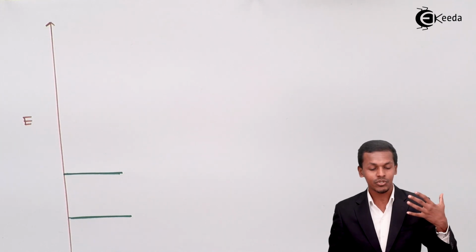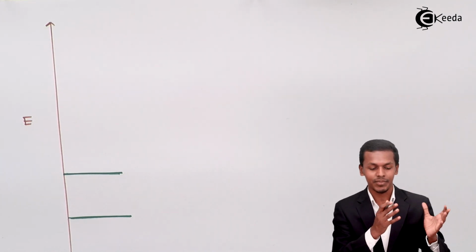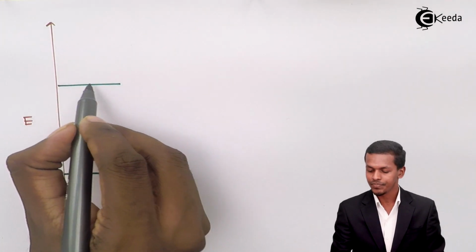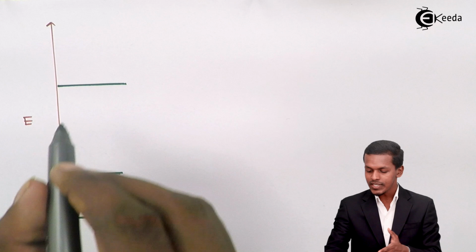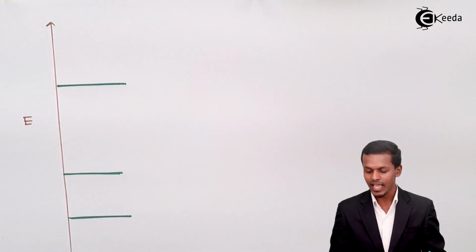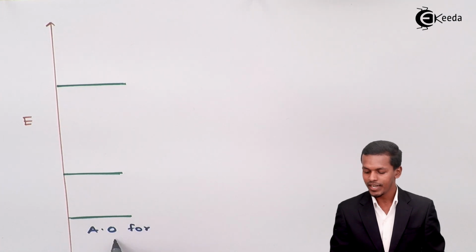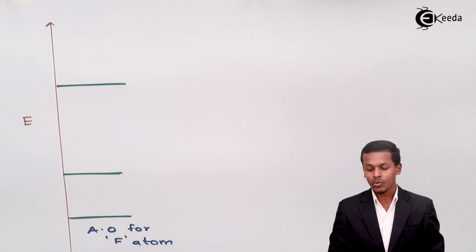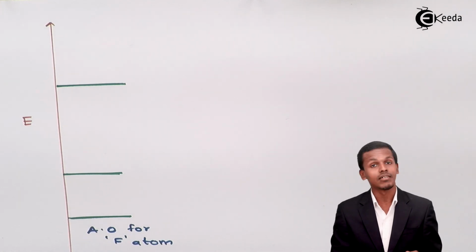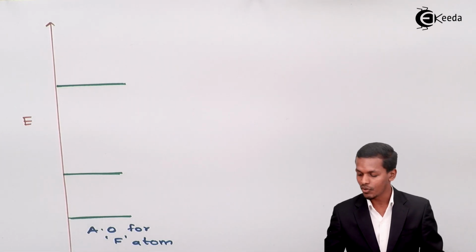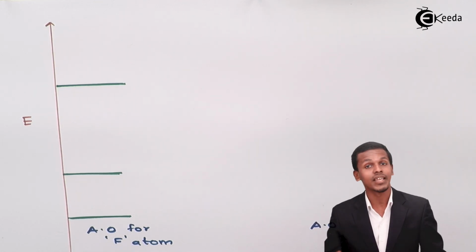The next one is the 2p orbital, which will have a higher energy level compared to the 2s orbital, so that is what I am representing here. This section represents the atomic orbitals for the fluorine atom. Similarly, I can also represent the atomic orbitals with respect to their energy level for the other fluorine atom, which is responsible for forming a bond with the first fluorine atom.